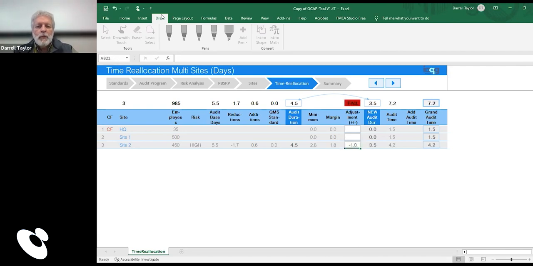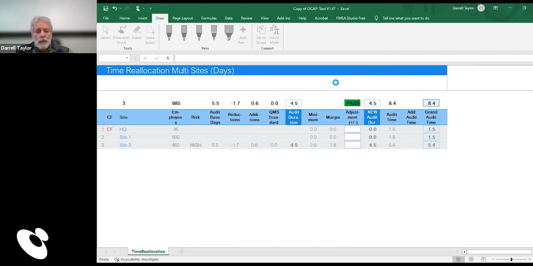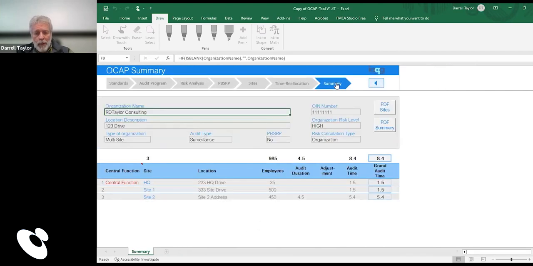And the last page is a summary page, where you're going to be able to look and say, okay, what have I got here? Again, I apologize, I think I put a day in incorrectly because I don't have a calculation here, but this is what it'll look like. We'll have the central function, site 1 and site 2, and a quick summary of the number of employees. The audit duration will be calculated, and audit time will be here for each site, and the grand audit time for each site as well.